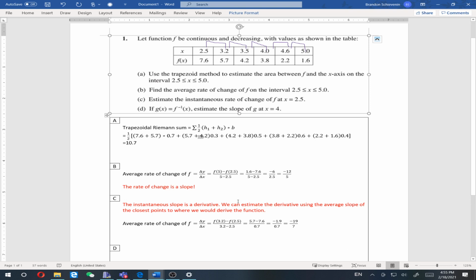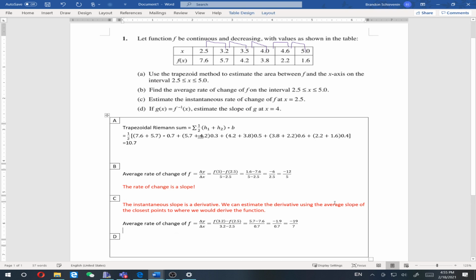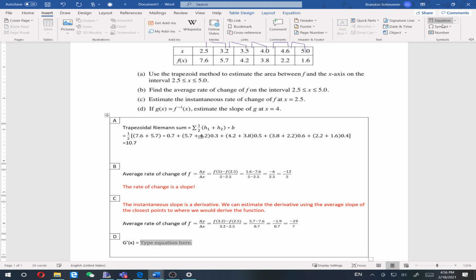Okay, cool. So for part D, g of x is the inverse of f. I want to estimate the slope of the inverse function when x is 4. Niall, over to you. Do you remember what the derivative of an inverse function is? Oh, yeah. 1 over f prime. And inside, it's going to be f inverse.